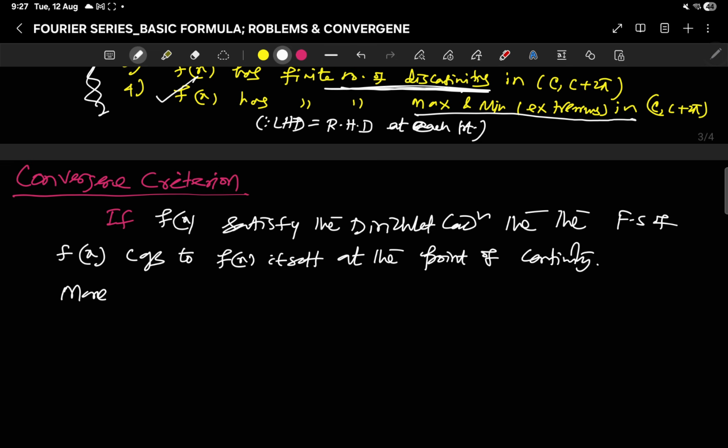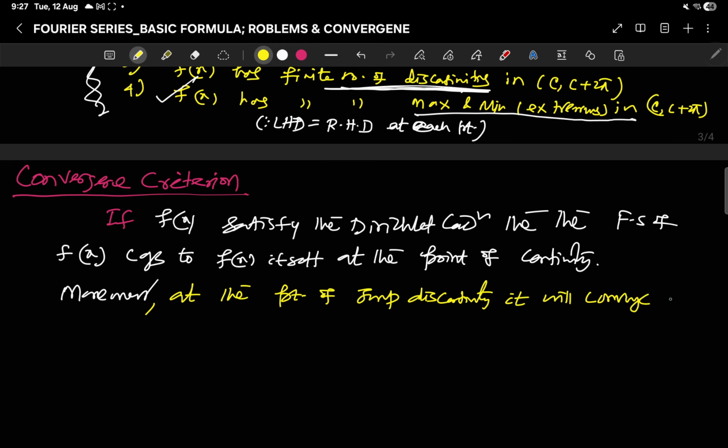Moreover, at the point of jump discontinuity, it will converge to the average of the left hand limit and right hand limit at that point.